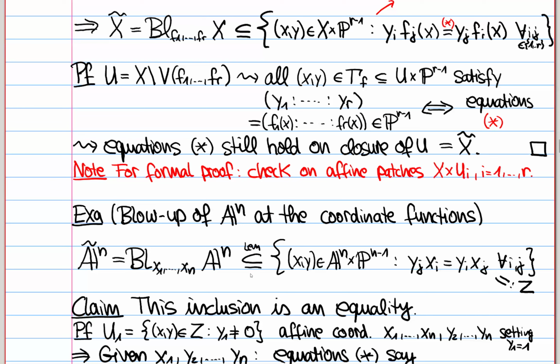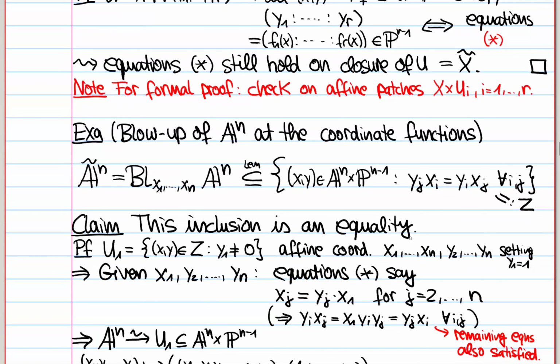So if you believe the lemma, then this is contained in this locus in X × Y such that, now we plug in f_j equals just x_j, and then we get the equality y_j times x_i is equal to y_i times x_j. So this thing here, we call it Z. This is a closed subvariety of this product. And then the big claim here is that this inclusion is an equality in this case. So we get an explicit description of this A^n tilde. It's cut out by exactly these equations.